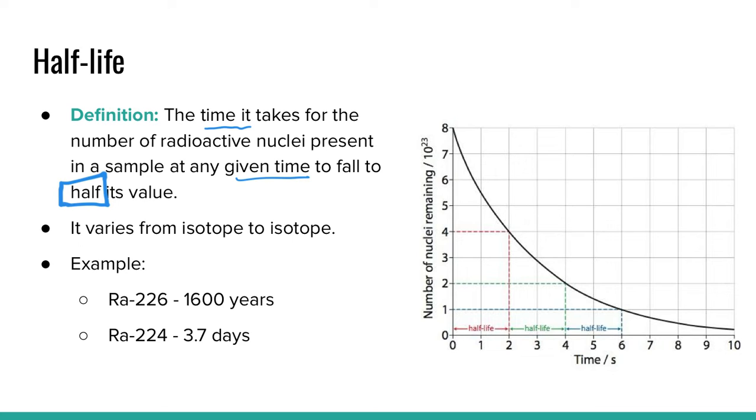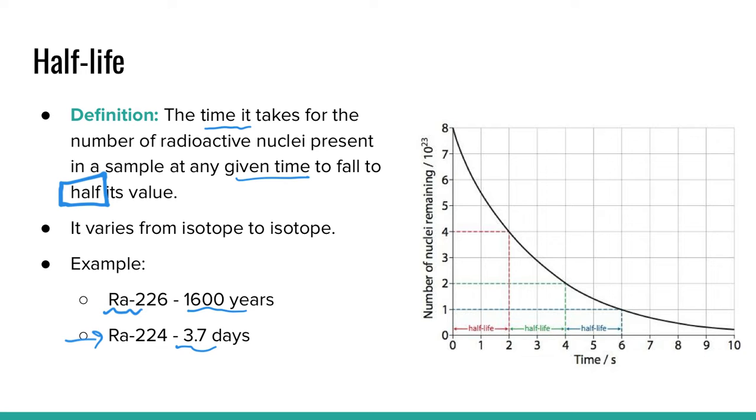It will vary from isotope to isotope, so some can be very long, like Ra226 here, which is 1600 years, whereas the other isotope 224 is only 3.7 days. So that is a massive difference in terms of the half-life.